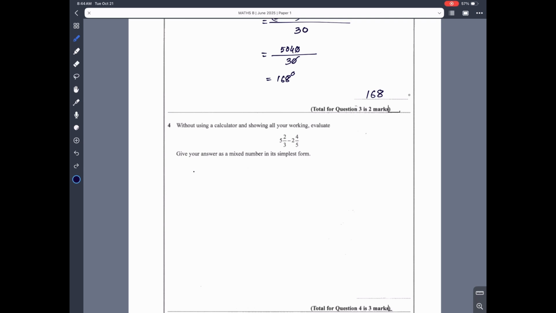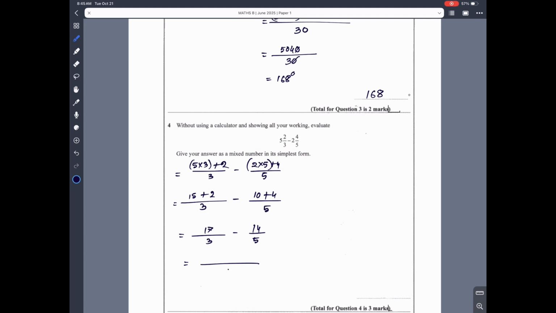They have asked, okay. So 3, 5 into 3 plus 2 minus 5, 2 into 5 plus 4 minus 10 plus 4 divided by 5, which is 17 by 3 minus 14 by 5, equals to 3 5s are 15. So 17 into 5 minus 14 into 3.